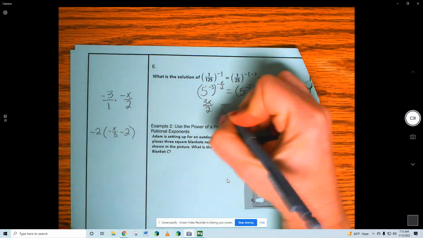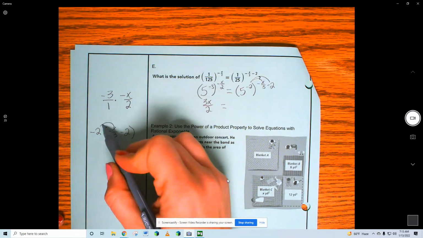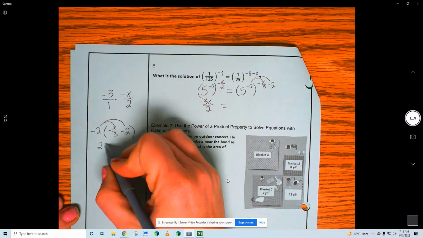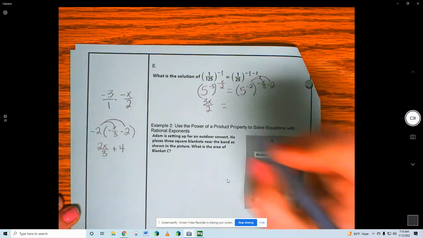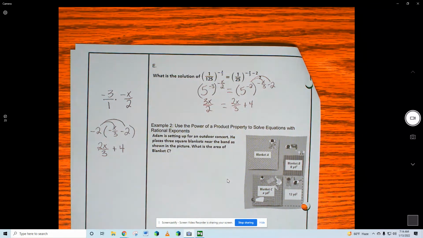3x over 2 equals, now this negative 2 needs to be multiplied by both of those. So I wrote it over here on the left. Negative 2 times negative x over 3, and then negative 2 times negative 2. Distributive property. Two x over 3 plus 4. All right, clearing fractions. 3x over 2 equals 2x over 3 plus 4.